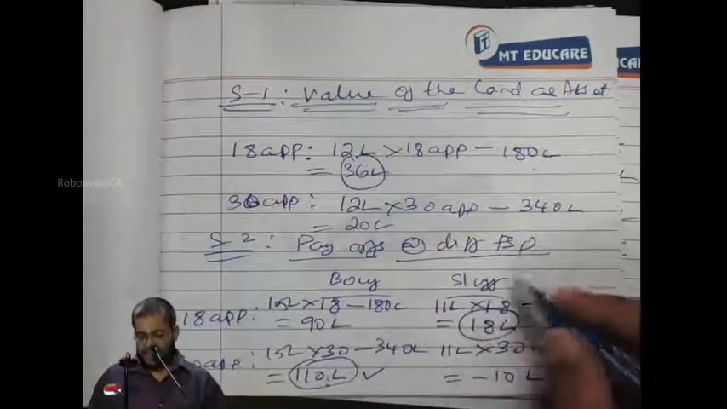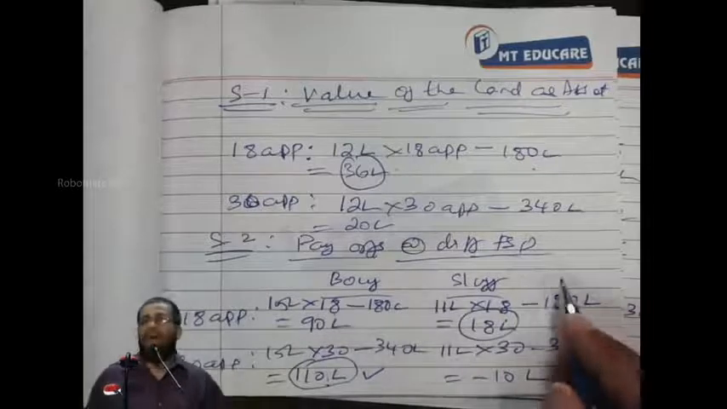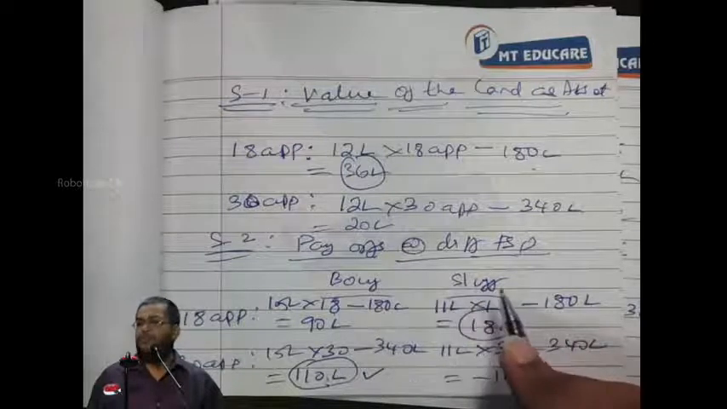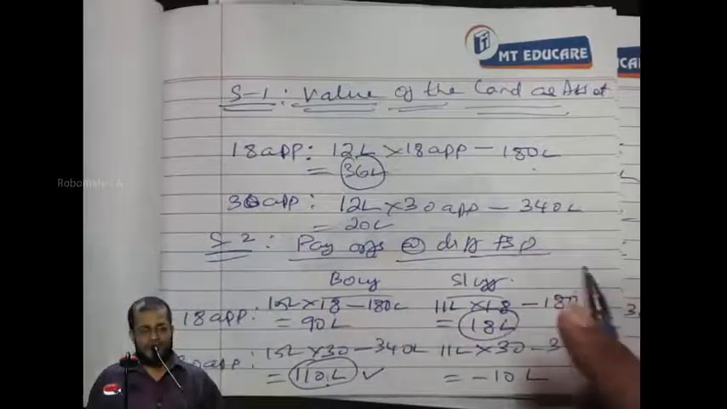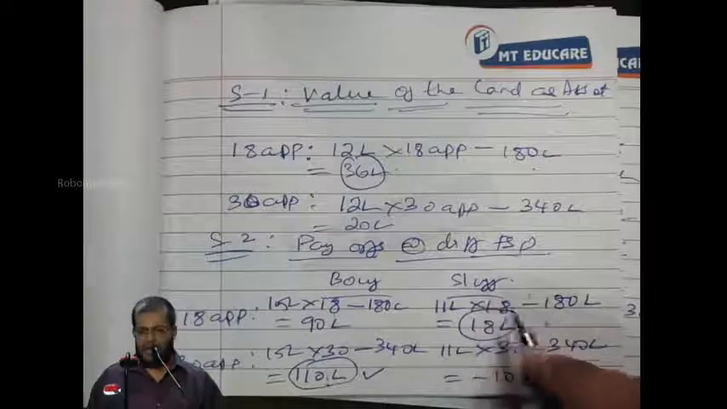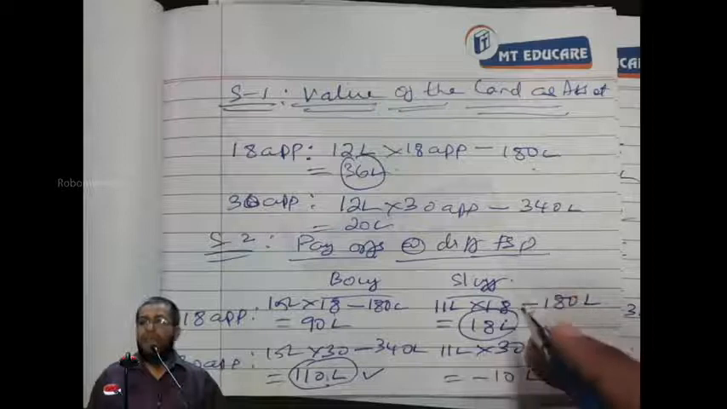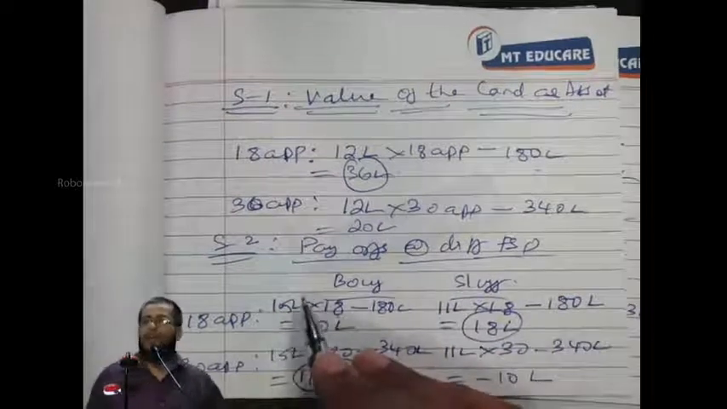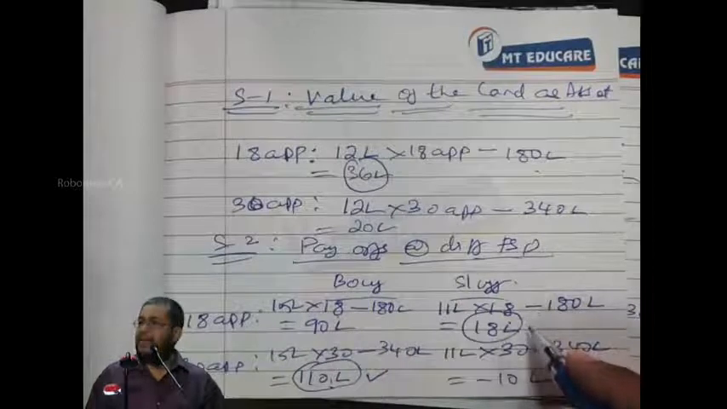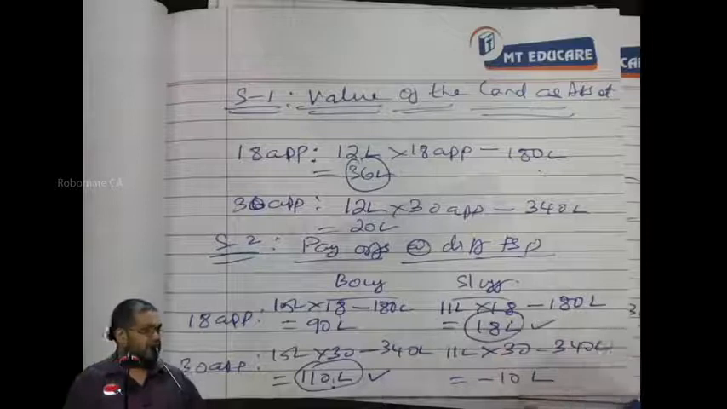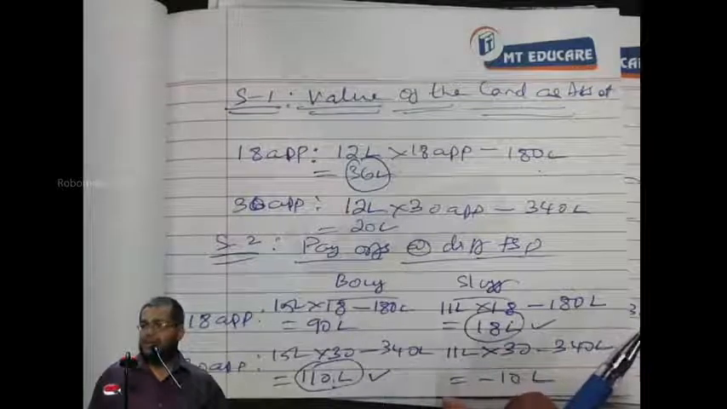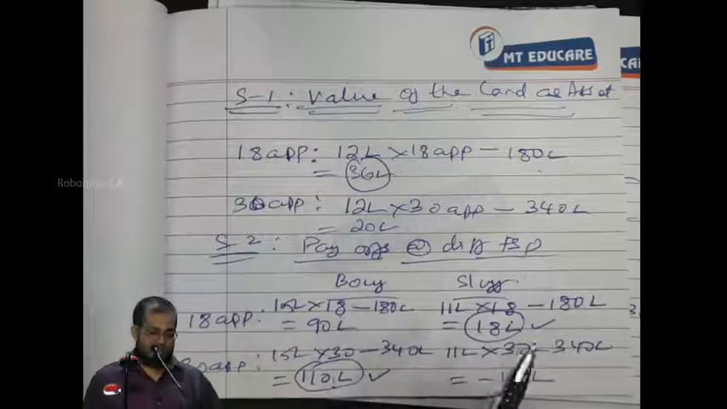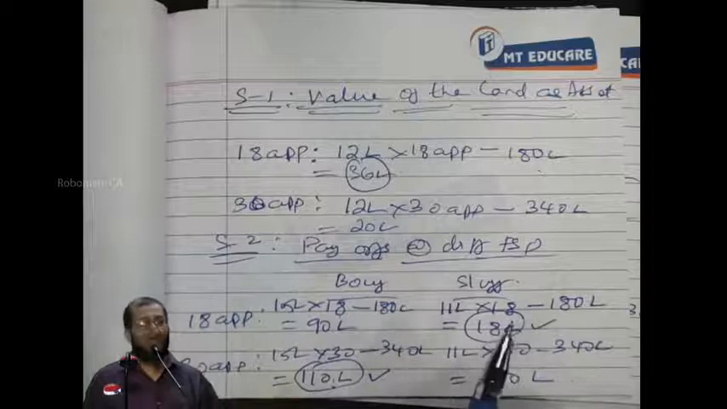And if the market is sluggish, with the apartment price falling to 11 lakhs, we can exercise what option? 18 apartment option. We can exercise the 18 apartment option and get a value of 18 lakhs. Full stop. This choice is not available.